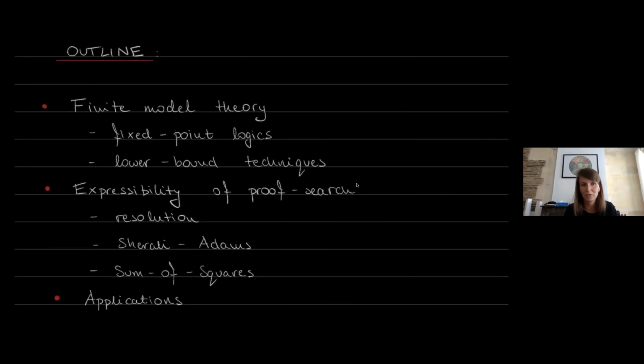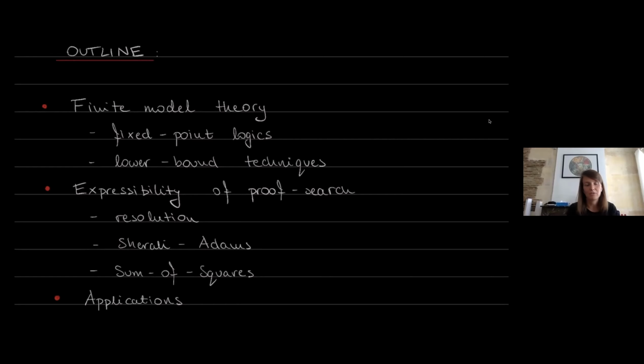First I will give you an introduction to finite model theory. We are going to introduce some fixed point logics and talk a bit about how lower bounds are proved in logic. And then we are going to move to expressibility of proof search. This is the main technical part of my talk. Here I want to briefly discuss resolution and then focus on how to prove expressibility of proof search for Sherali-Adams and sum of squares in certain logics that you are going to hear about in the first part.